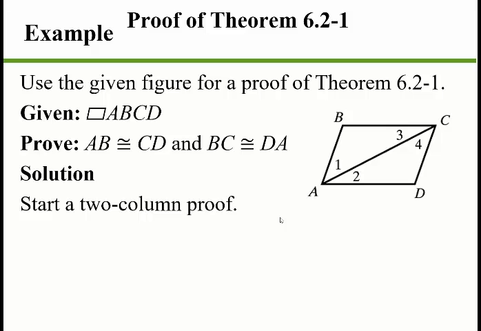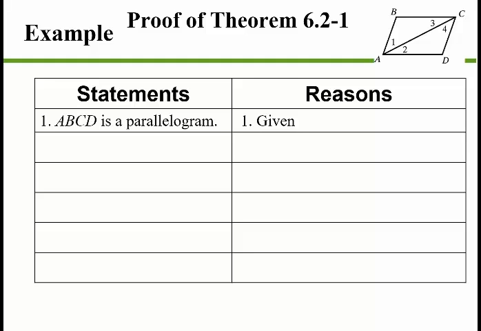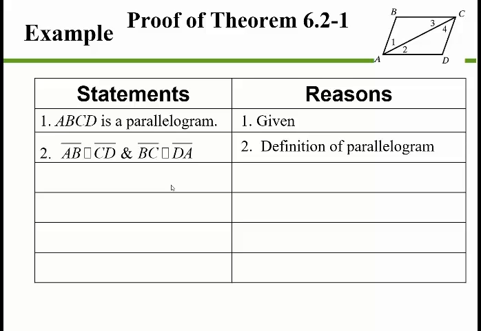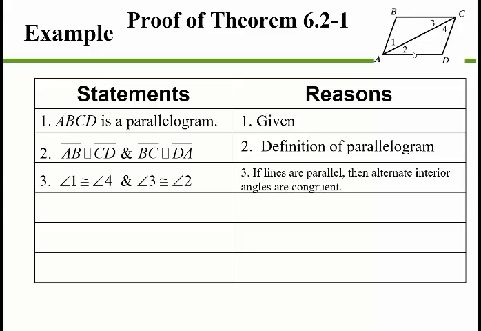All right, so we're going to start a two-column proof to do this. This is on the next slide right here. Start with what's given: ABCD is a parallelogram. The next thing I'm going to say is that AB is parallel to CD, and BC is parallel to DA. Forgive the typo here, but that should be the parallel notation. That's just the definition of a parallelogram, that the opposite sides are parallel. The next thing we see is that angle 1 is equal to angle 4, and angle 3 is equal to angle 2, because if the lines are parallel, then alternate interior angles are congruent. We've learned that one before.